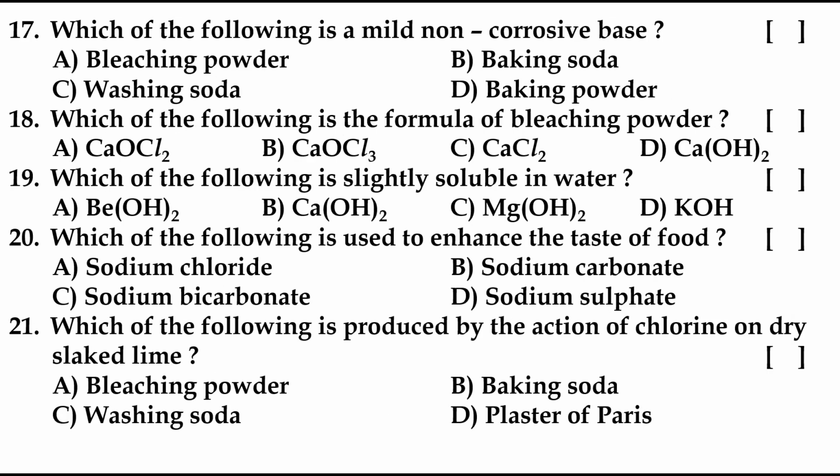17. Which of the following is a mild non-corrosive base? A. Bleaching powder. B. Baking soda. C. Washing soda. D. Baking powder. Answer is option B, baking soda. 18. Which of the following is the formula of bleaching powder? A. CaOCl2. B. CaOCl3. C. CaCl2. D. Ca(OH)2. Answer is option A, CaOCl2.